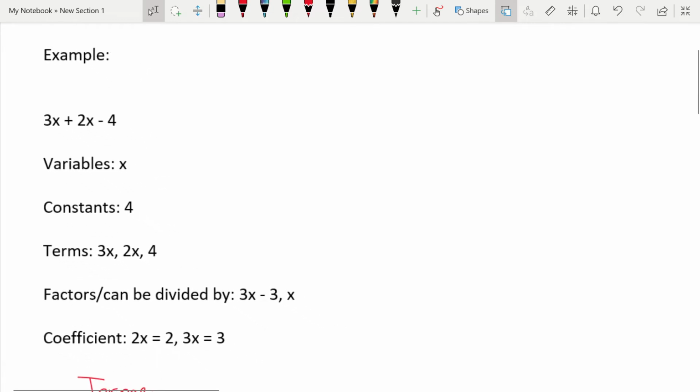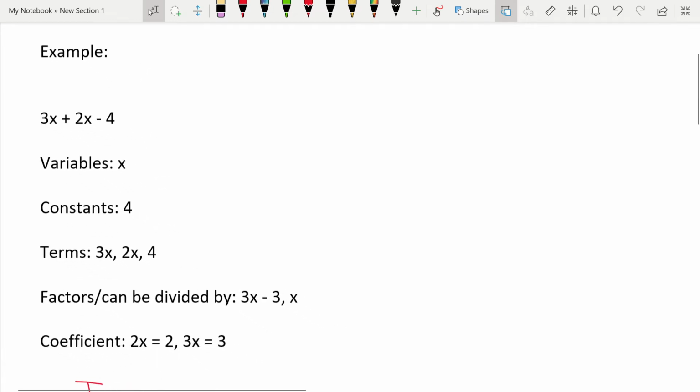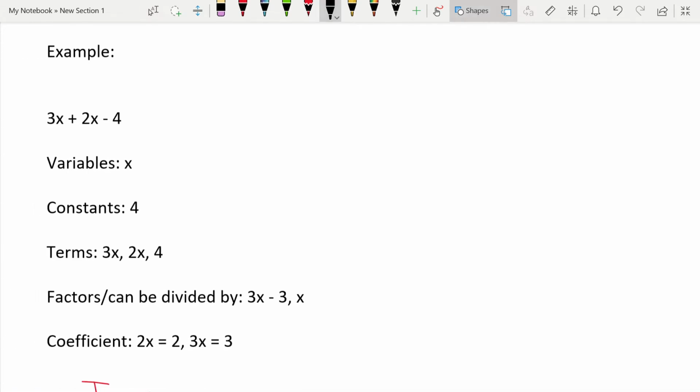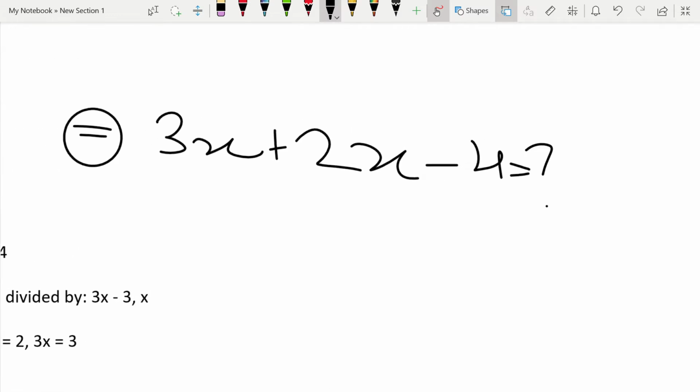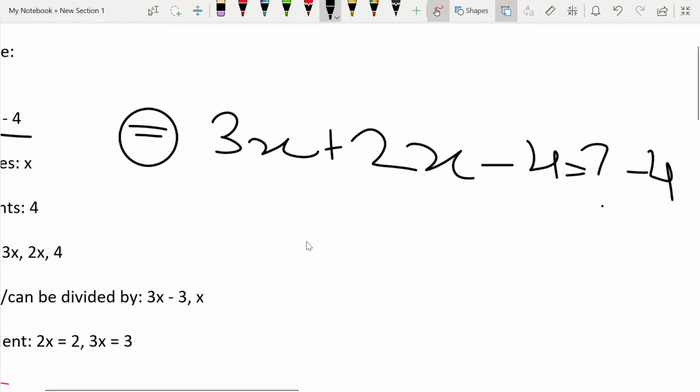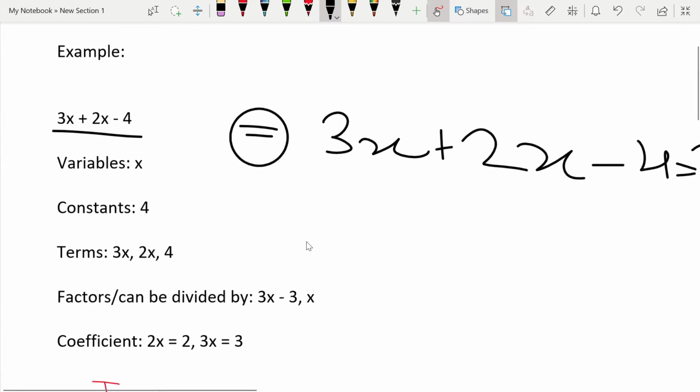Example. Let's start with the example. 3x plus 2x minus 4. Now this is an expression, okay? This is an expression. But if you want it to be an equation, then you need that equal sign, okay? Remember, if I want to make this an equation, then I can write 3x plus 2x minus 4 is equal to something, okay? You can write minus 4 or something like that after you have solved it, obviously, which I haven't right now.